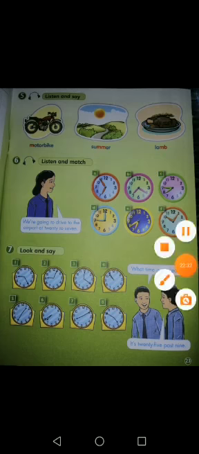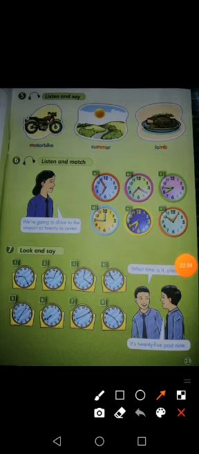Pupils Book, Page 23. Unit 5, Exercise 6. Listen and match. 1. Is Dad going to be here on Saturday? No, Dad's going to work in Aqaba on Saturday. He's going to go by plane. We're going to drive to the airport at 20 to 7. They are going to drive to the airport at 20 to 7.